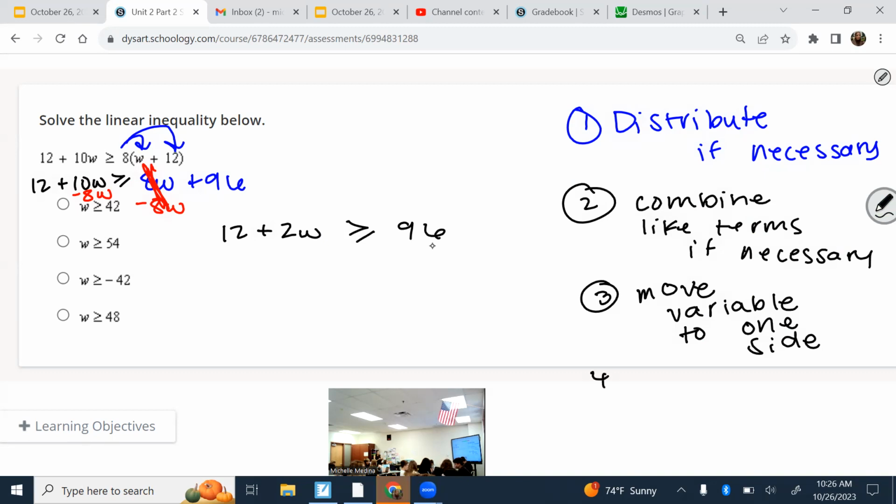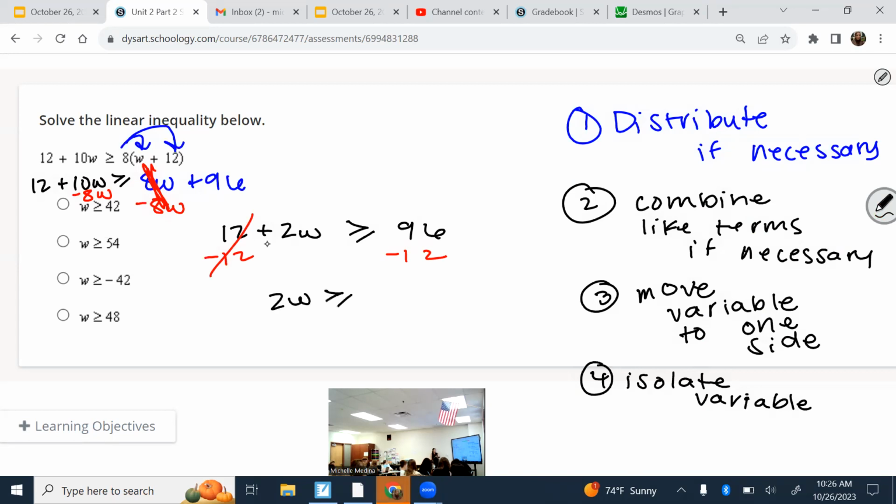Now, step 4 is about isolating the variable. That means look at what's being done to it and do the opposite, starting with what's farther from it. So would that be the 2 or the 12? How do I cancel this 12? Whatever you do on one side, you do on the other. I get 2W greater than or equal to 96 minus 12, which is 84. What's the opposite of multiplying by 2? Do that on both sides. Do I need to flip the sign when I do that? No, because it's positive. Leave the sign alone. What's 84 divided by 2? 42.